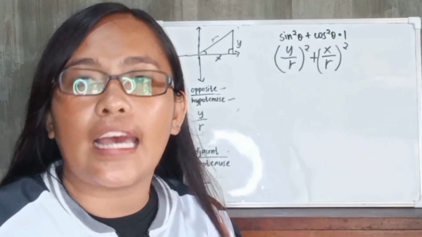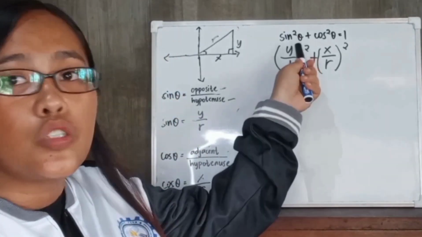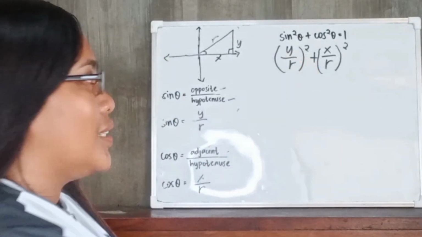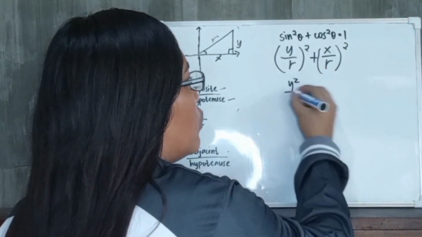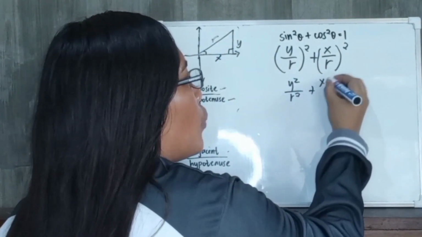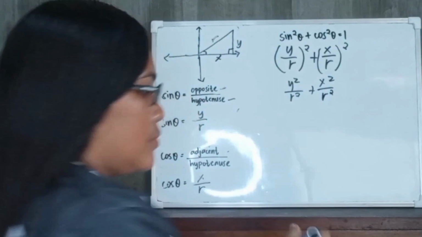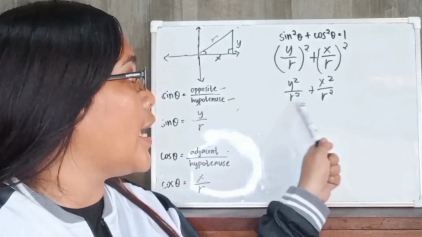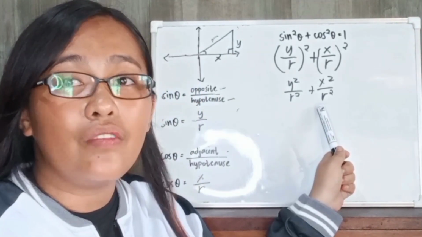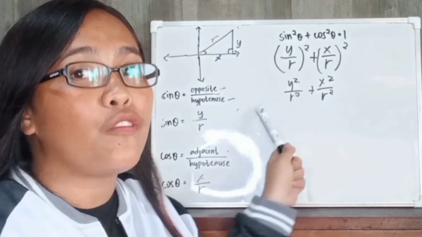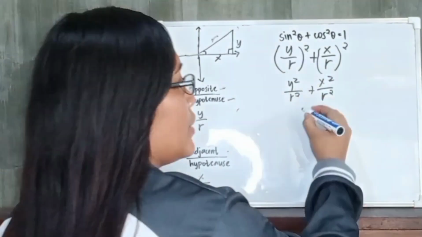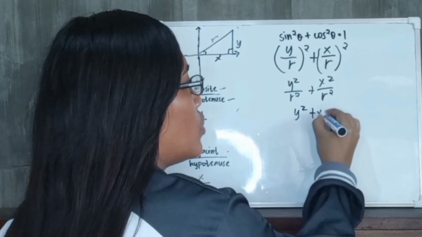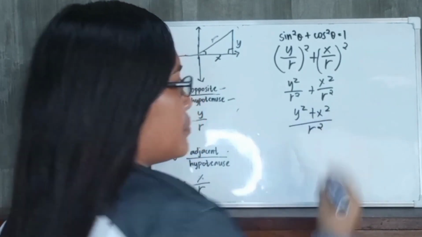It looks pretty good, but I could go ahead and square this in the top and the bottom. So it looks like this: y squared over r squared plus x squared over r squared. As you have noticed, they have the same denominator. So when having the same denominator, we can just put them together. So let's write it: y squared plus x squared is equal to r squared.